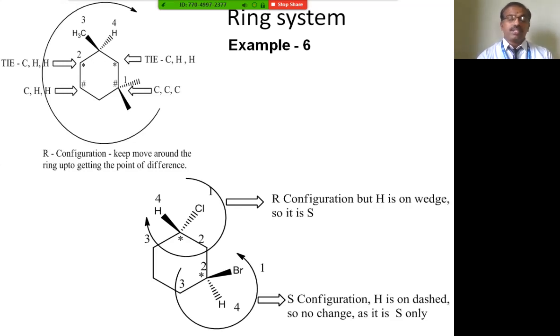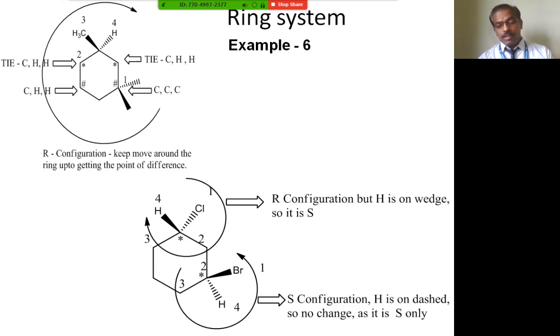Left three. What is the third position? CH2, CH2, so no problem. Then followed by the fourth, which is hydrogen, the least priority group, on a wedge bond. That means whatever configuration you get, you just reverse it. Actually, you are going to get R configuration, but because hydrogen is on the wedge, it is S configuration.